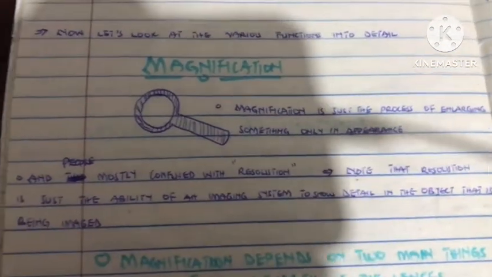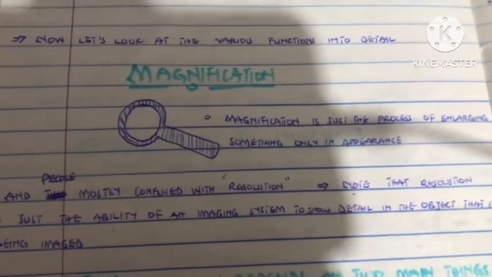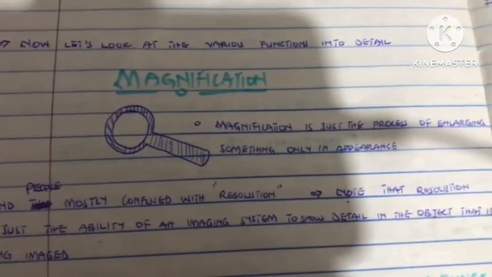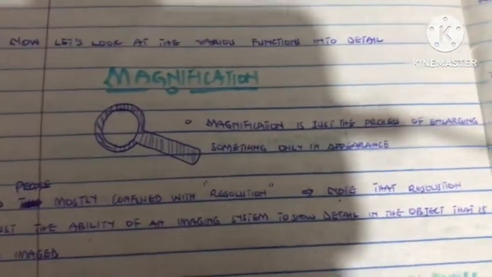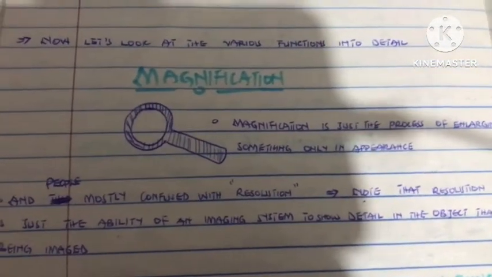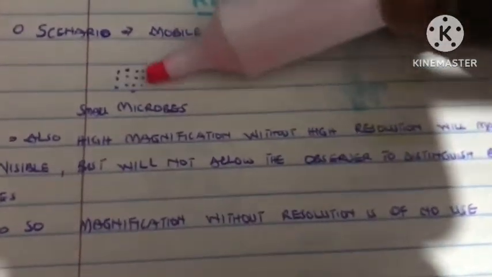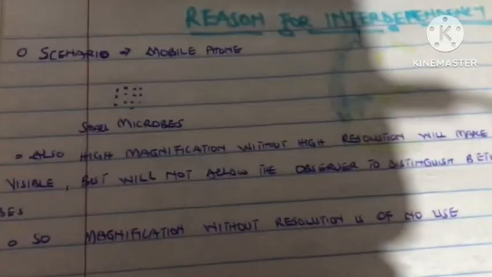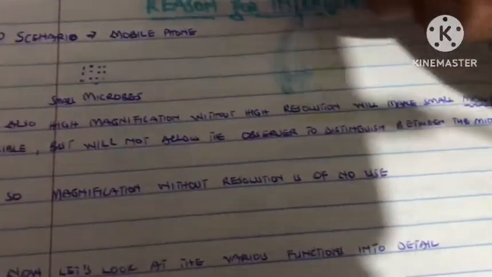People mostly confuse magnification with resolution. Note that resolution is just the ability of an imaging system, for example the microscope, to show detail in the object that is being viewed or imaged. For example, with these microbes, without resolution you cannot see them as separate entities. You see them as one thing. But resolution helps you to see that they are separate entities, and that gives more detail to what you are viewing.